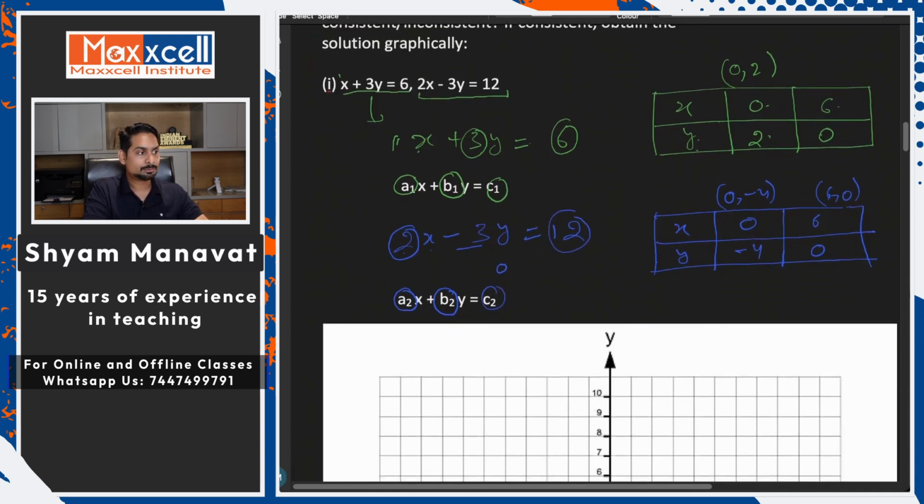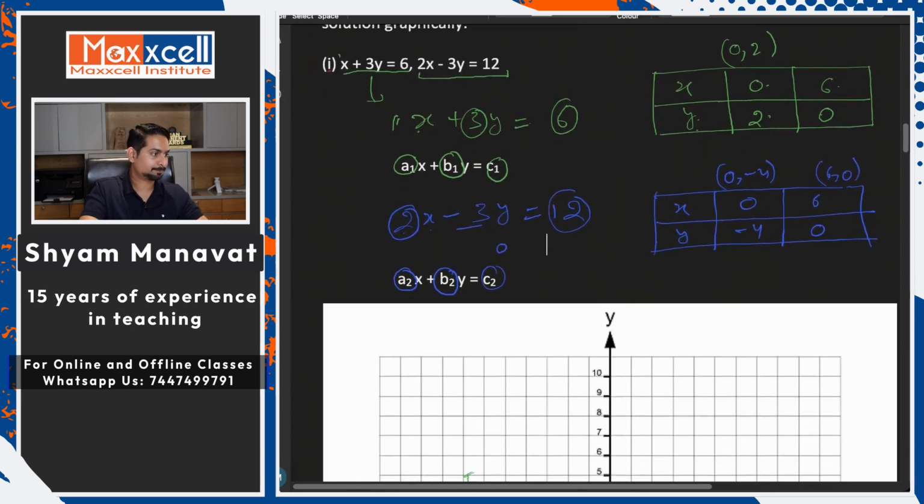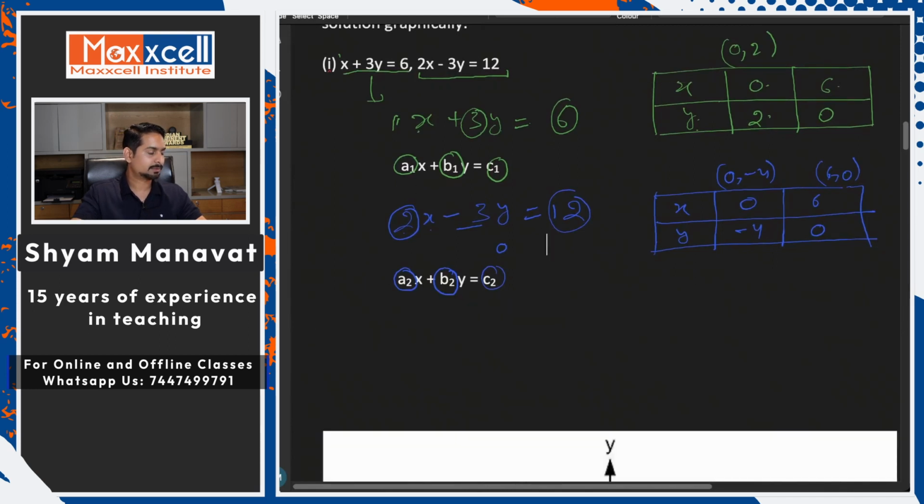Now when you take the ratio of that, look at this. What do you get? The ratio A1 upon A2, equal to B1 upon B2. A1 is 1, A2 is 2. And B1 upon B2, so B1 is plus 3.